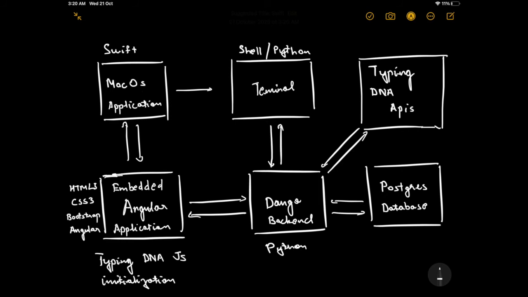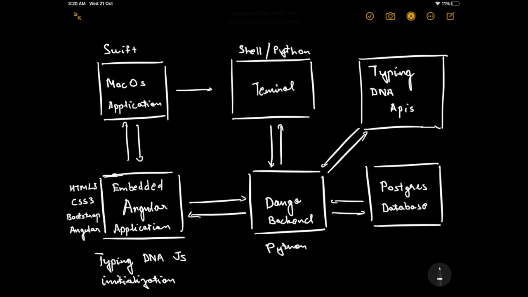So once there is a request for any command to be run and verified by the typing DNA system, the Swift application gives the Angular application the control. The Angular application records the typing DNA pattern. It sends the typing DNA pattern to the Django backend. The Django backend sends the particular pattern to the typing DNA APIs.